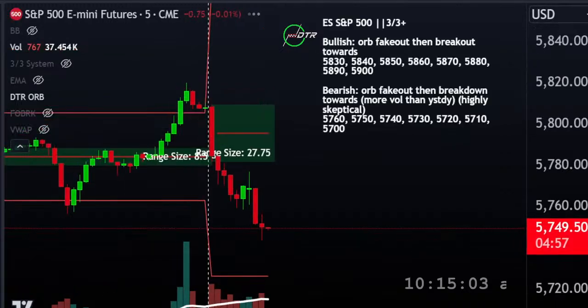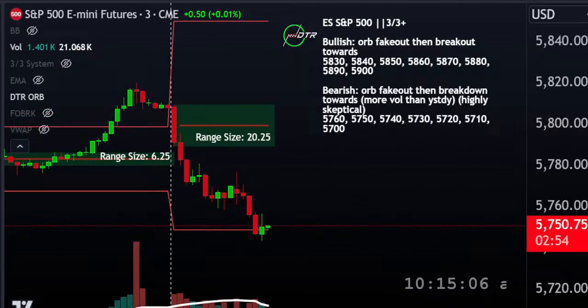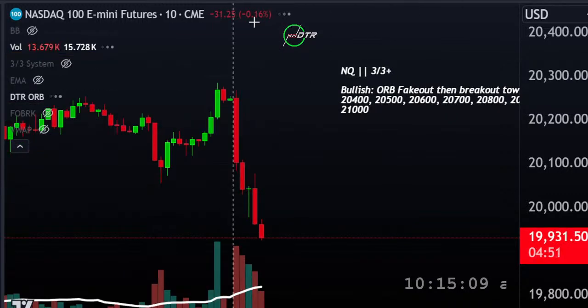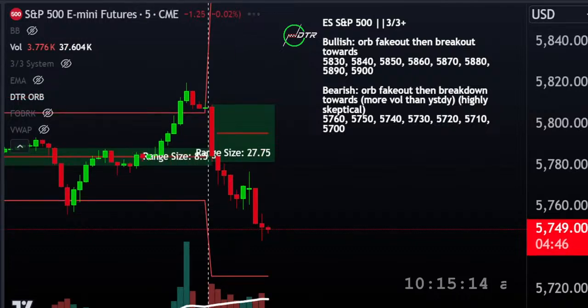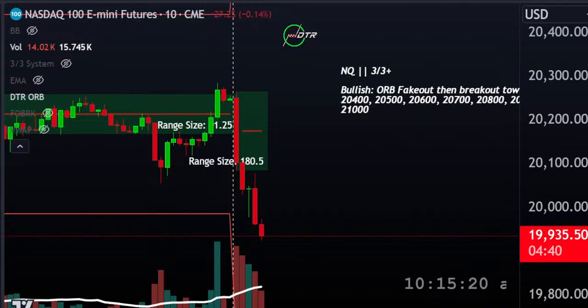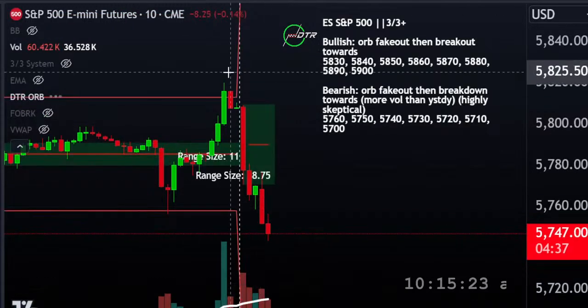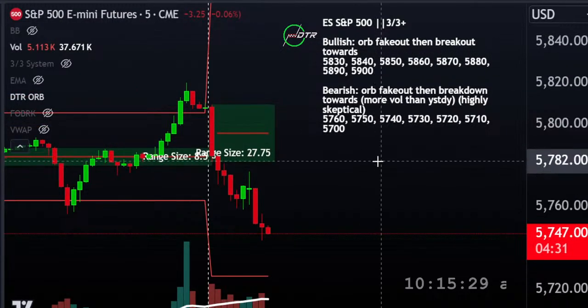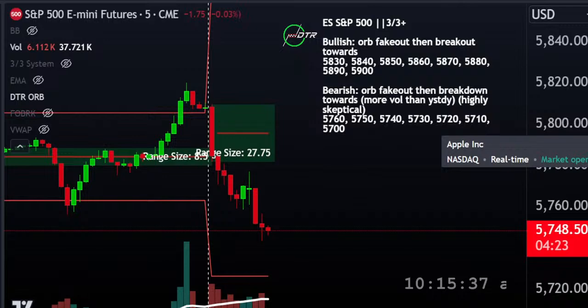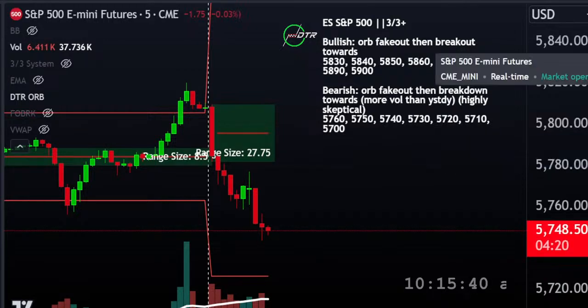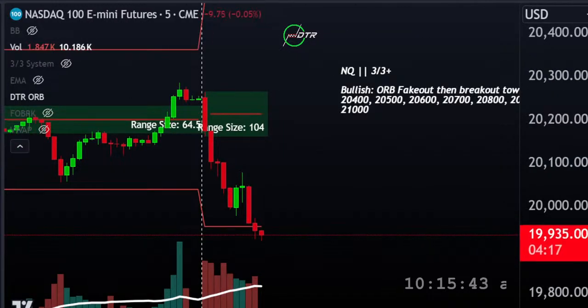Okay, ES, still red. So a bit of an unlucky start here in the morning. We've seen 2 trades stop us out and then run lower. What we can't do is make that feel personal. I promise you it is not.